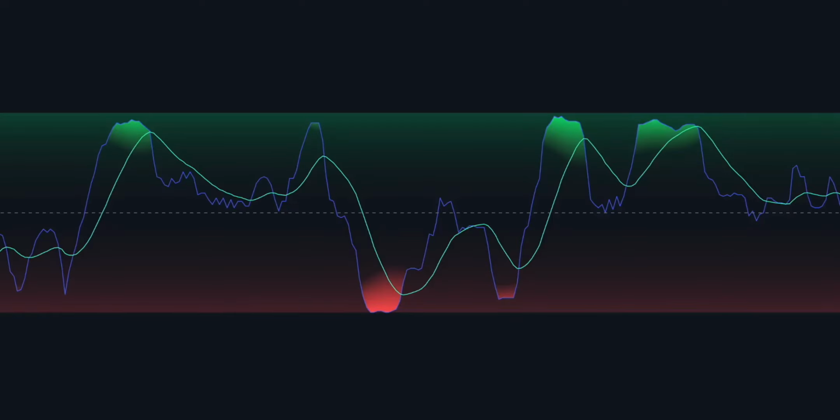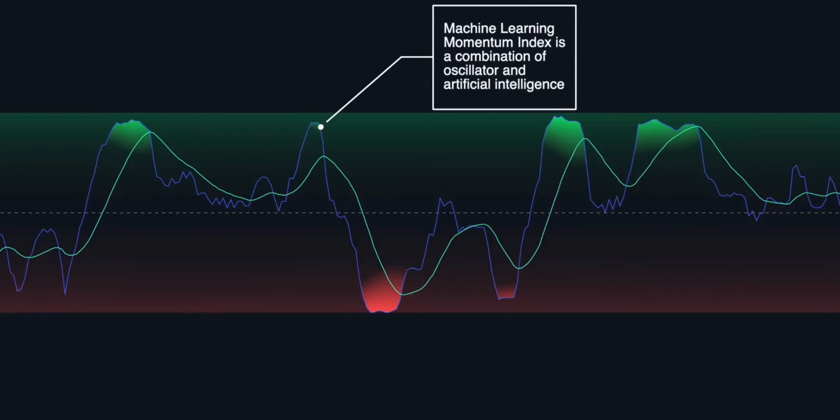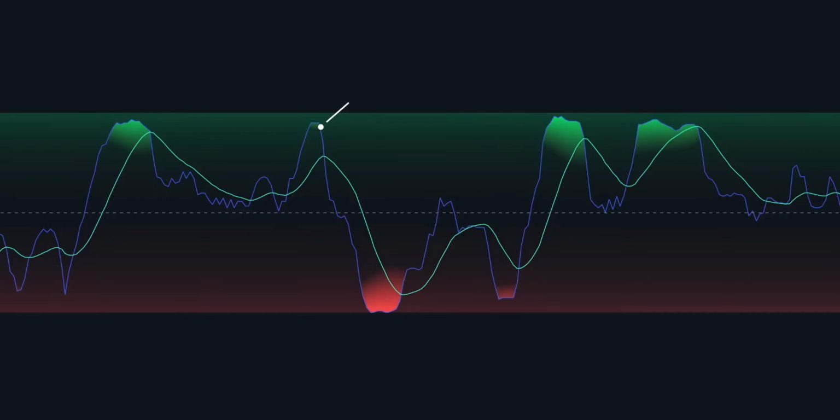Traders, before I show you the exact strategy, let me quickly walk you through this Machine Learning Momentum Index indicator. This tool represents the next step in oscillator trading. By blending traditional momentum analysis with machine learning, MLMI delivers a potent and dynamic tool that aligns with the complexities of modern financial environments. This indicator is similar to the Relative Strength Index.